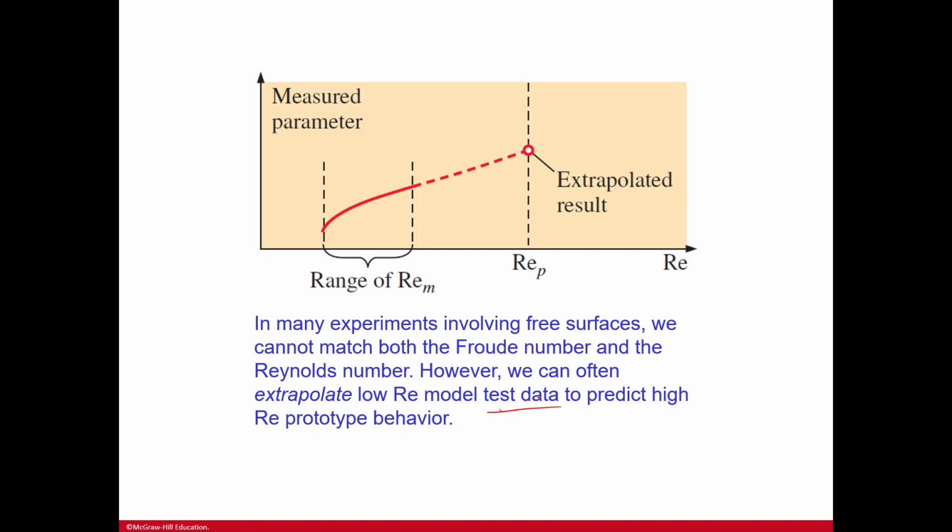So if you see that something is increasing non-linearly, and then right about here it starts to go in a linear fashion, then you can predict that it would continue, right, at the high Re number.